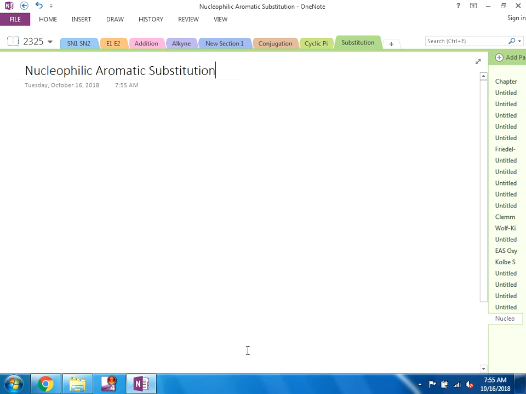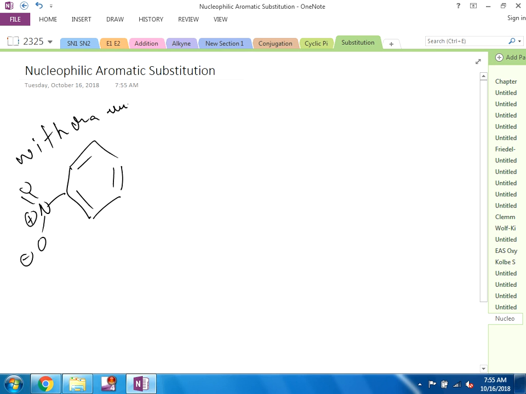Now, nucleophilic aromatic substitution is the opposite of what we've been showing you in terms of electrophilic aromatic substitution. To accomplish this reaction, you need what we call a withdrawing group, usually something with a positive charge or something that's pulling electron density away from the benzene ring. We need a withdrawing group on here, and then we can have a halogen on here to be able to accomplish this reaction.